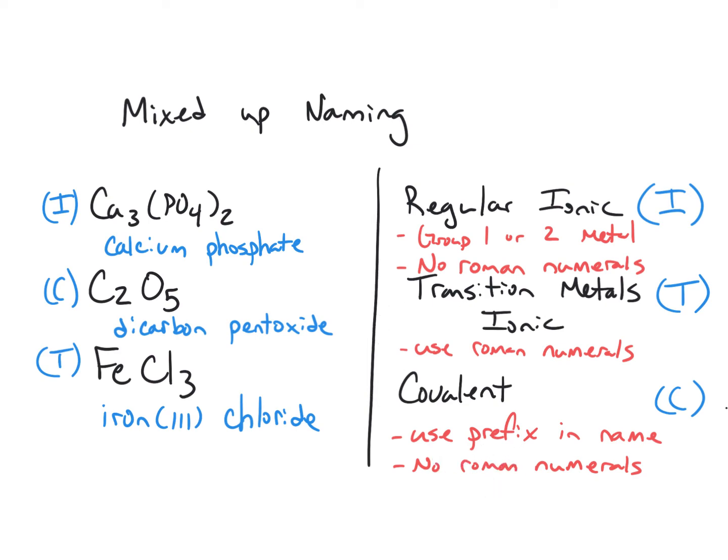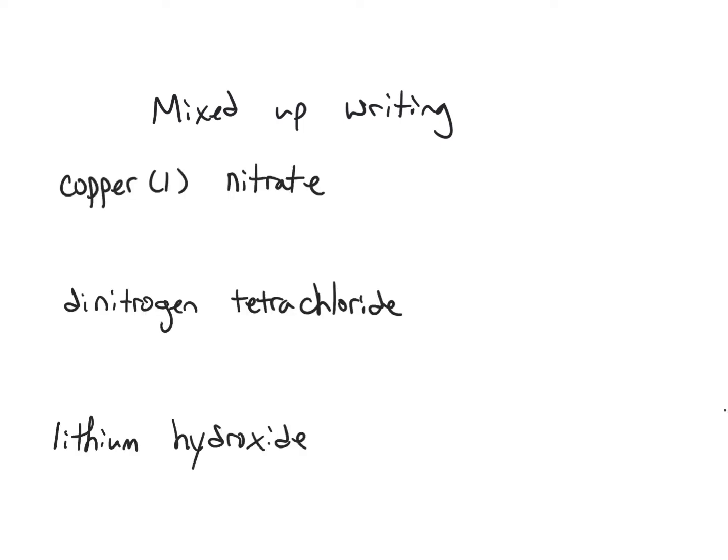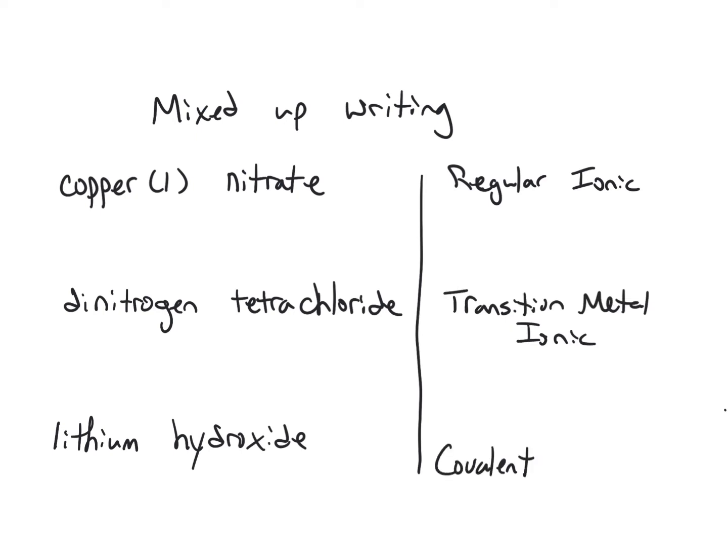You can basically break any naming down into these three types: regular ionic, transition metal ionic, or covalent. Let's shift gears now to mixed up writing practice. I'm going to go through the same process. I'm going to put up some names of some different compounds and talk about the three different types. Once again, those three types are regular ionic, ionic with transition metal, and covalent.